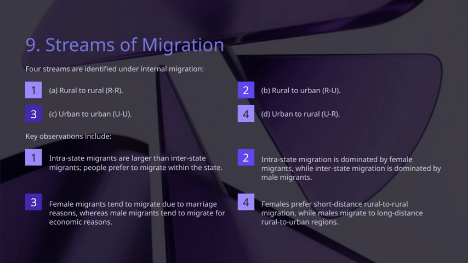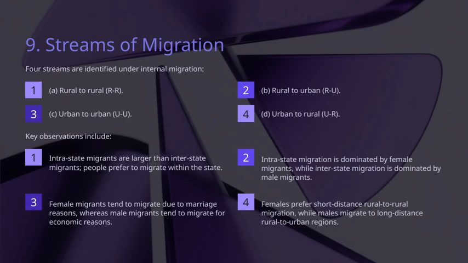intrastate migration, meaning movement within the same state, is dominated by females. They tend to stay closer to home, often because of social or familial factors. Conversely, interstate migration, which involves moving across state borders, is mainly driven by males seeking better job prospects or economic advancement. Looking at the types of migration, we see four main streams.